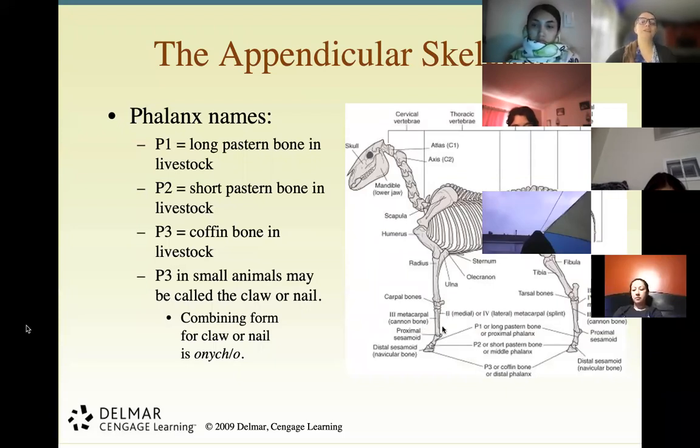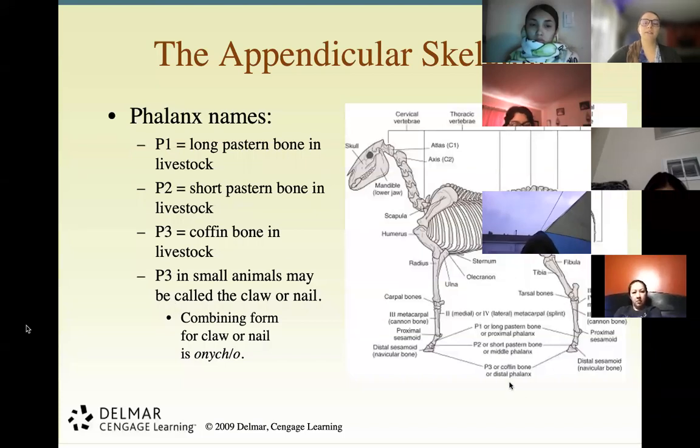Then we get down into the metacarpal bones, which is also known as the cannon bone, this long bone here. It goes into the proximal sesamoid and then the distal sesamoid. So we have the cannon, the coffin bone, which is actually going to go more into the hoof, and then the navicular bone as well. So a little bit different with our naming. And we also go from P1 to P3.